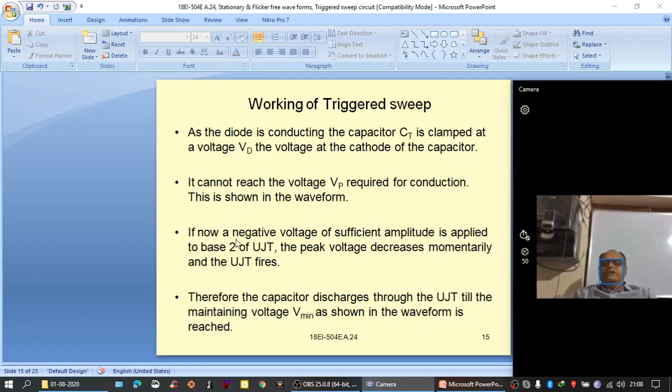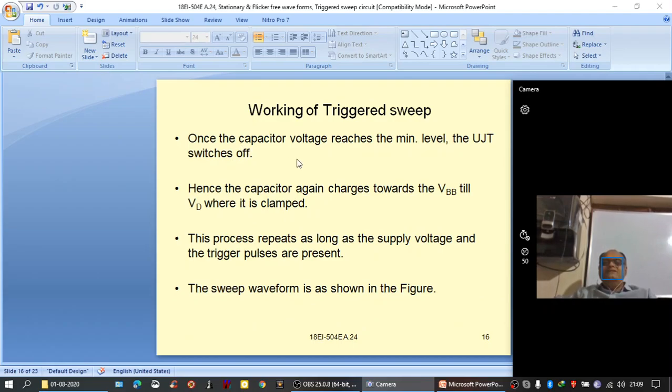If a negative voltage of sufficient amplitude is applied to base 2 of the UJT, the peak voltage decreases momentarily and the UJT triggers, or turns on. Therefore, the capacitor discharges through the UJT till the minimum maintaining voltage, that is the valley voltage, as shown in the waveform, is reached. Once the capacitor voltage reaches the minimum level, the UJT automatically turns off.